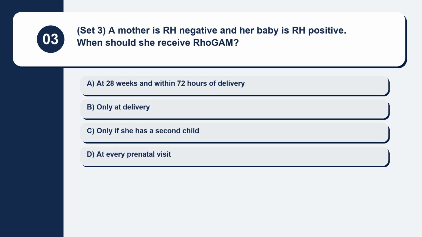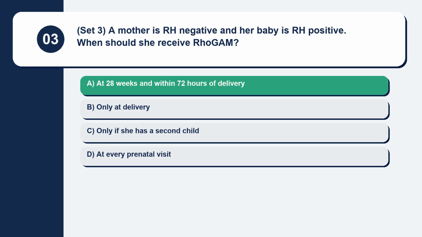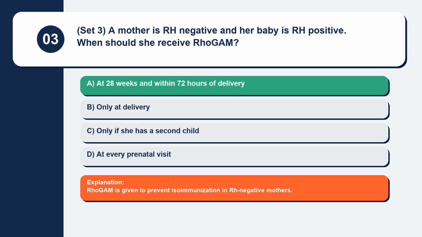Question 3, Set 3. A mother is Rh negative and her baby is Rh positive. When should she receive RhoGAM? At 28 weeks and within 72 hours of delivery. Only at delivery. Only if she has a second child. At every prenatal visit. RhoGAM is given to prevent isoimmunization in Rh negative mothers.